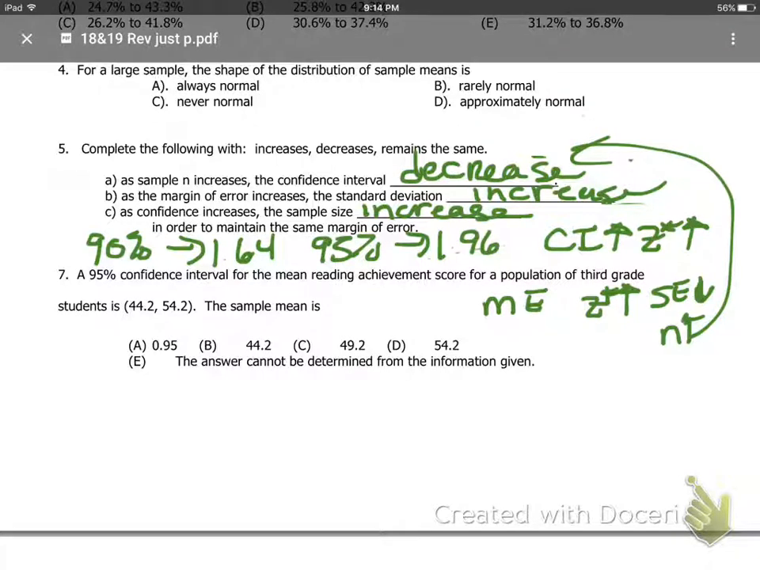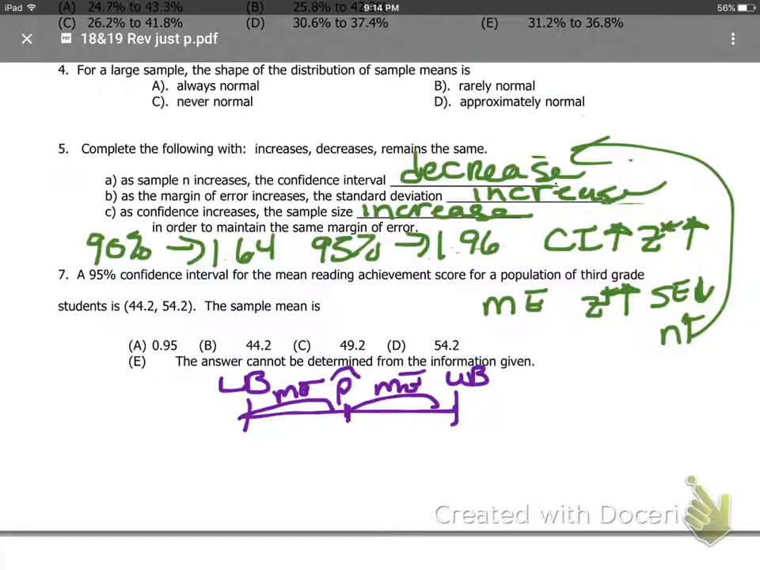Okay, let's go to number 7. I'm going to change my pen. Okay, it says a 99% confidence interval for the mean reading score for a population of third grade students is this, the sample mean. Okay, so let's think about it. I like to think about this as a number line. And I got my lower bound and I have my upper bound. And in here is my p hat. Okay, and this is my margin of error.